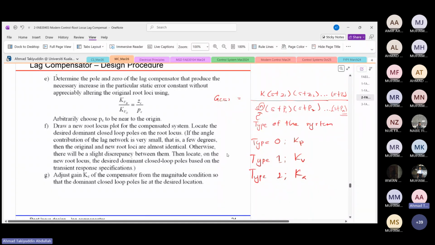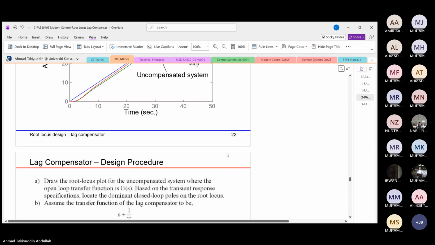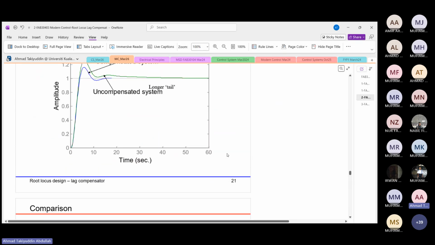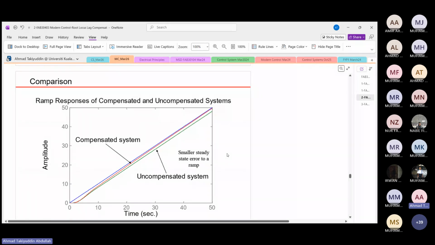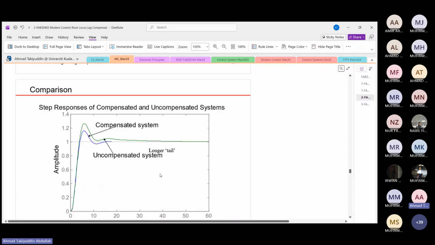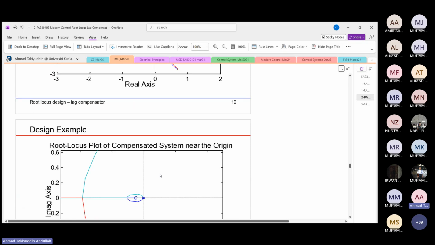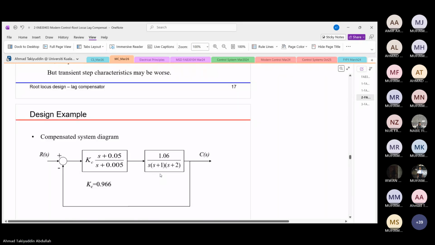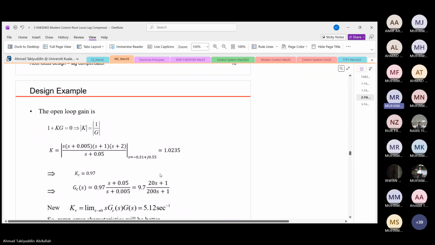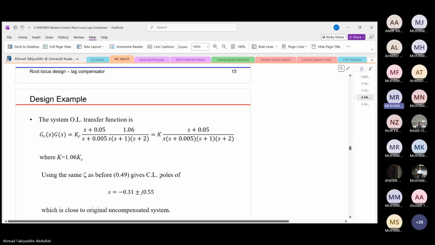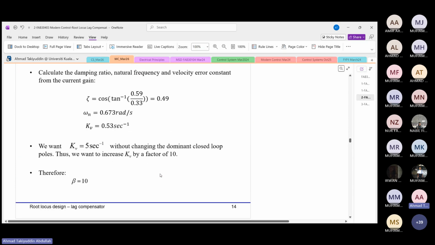Any other question, guys? Anything that you would like to ask? I'm just going to touch a bit on this one later. But before that, do you have any question? Sir, the formula to calculate Kp, Kv, and Ka will be the same, right? No, it won't be the same. It is not the same.